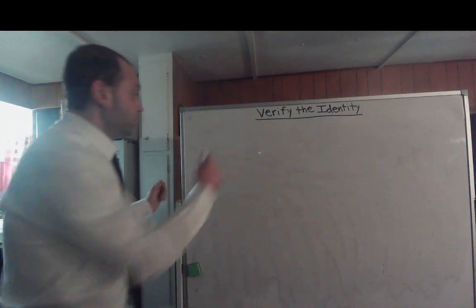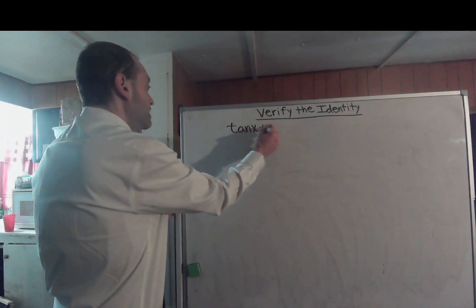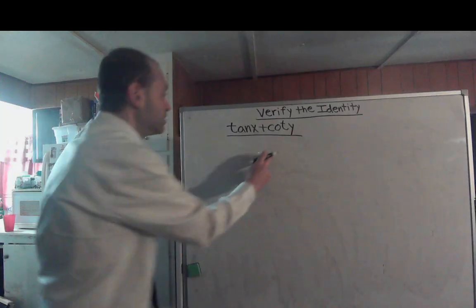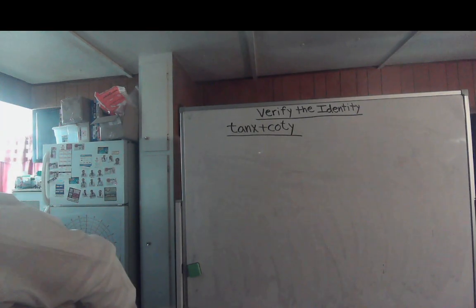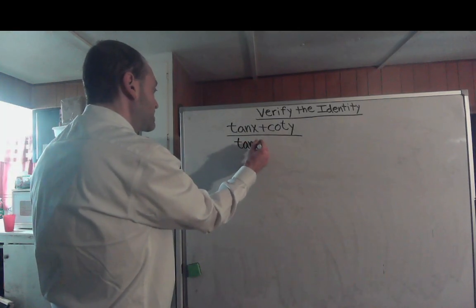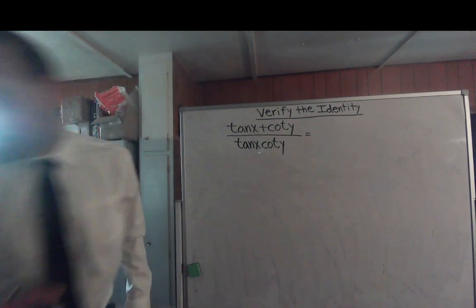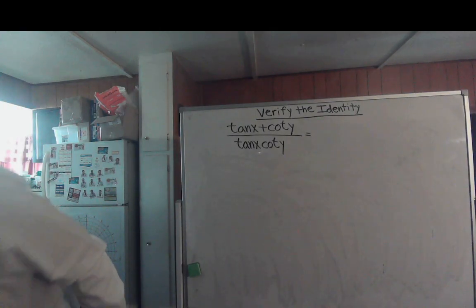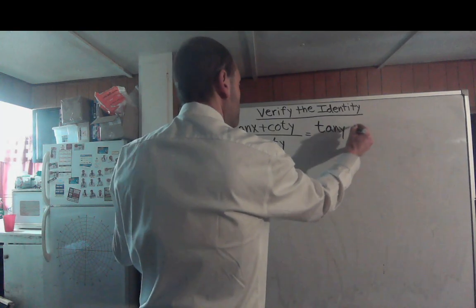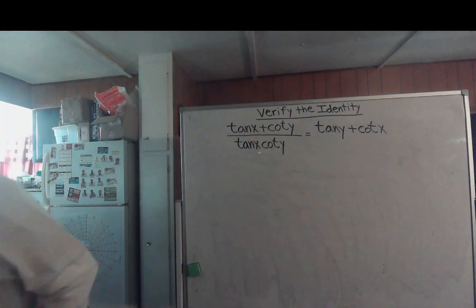All right, let's see. We have the tangent of x plus the cotangent of y all over the tangent of x cotangent of y is equal to tangent of y plus the cotangent of x. So what a twist that was.